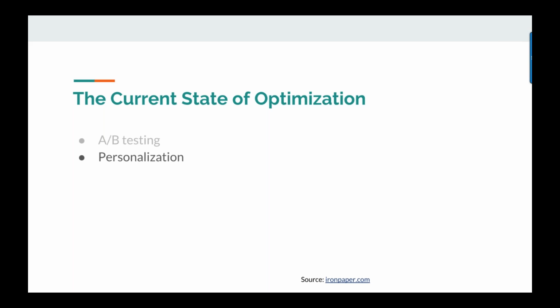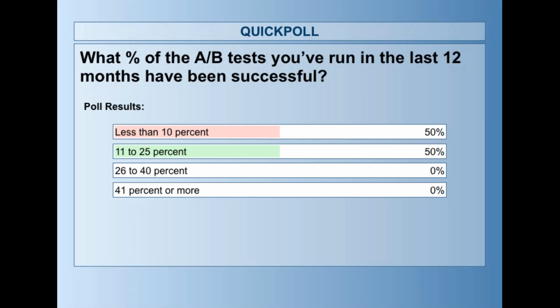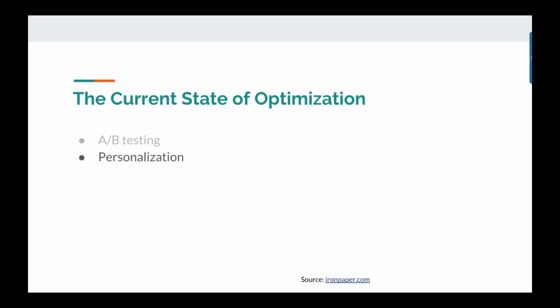The second part, or this two-pronged approach to optimization that we, I'm sure, all hear a lot about, is personalization. Now, personalization is a term that's been around just as long as A/B testing. However, the efficacy of personalization has left most of us disappointed.